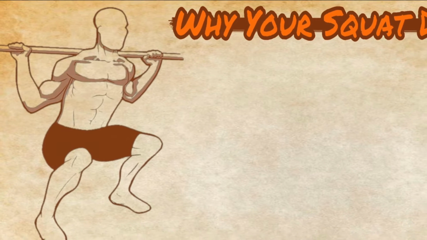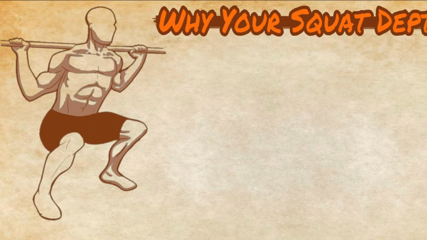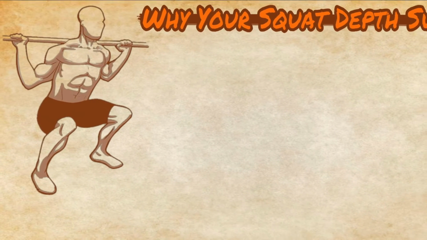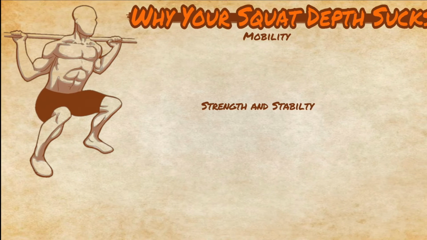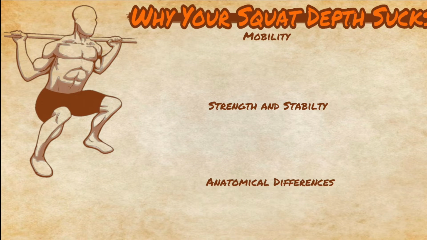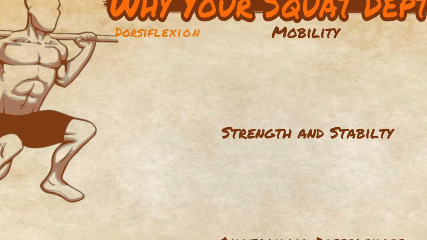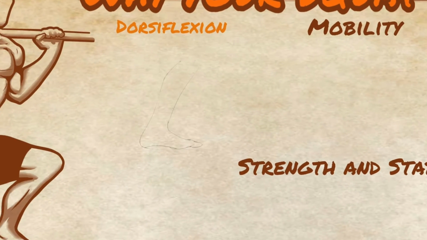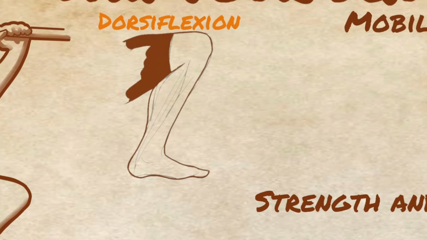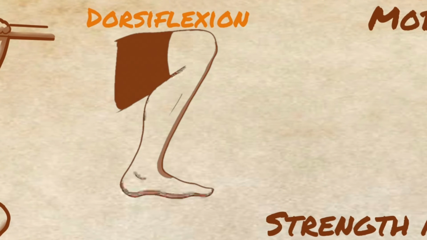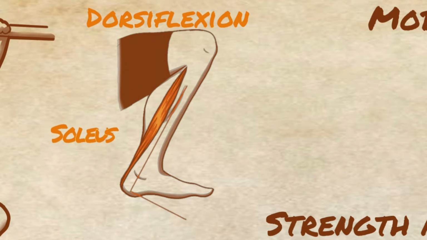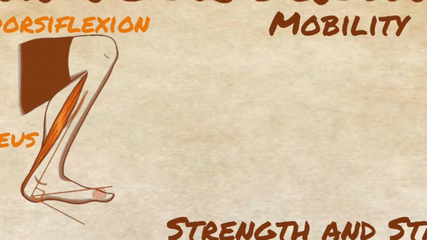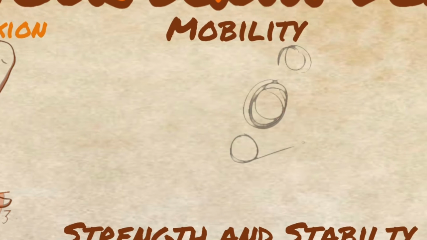Assuming you have decent squat form already, all squat related issues fall into one of three categories: mobility, strength and stability, or individual anatomical differences. Probably the most common mobility restriction I see is ankle dorsiflexion. Dorsiflexion is what happens when your shin and the top of your foot are pulled closer together. If this is restricted, you will feel as if you're going to fall over backwards every time you try to deep squat. The key here is to gain flexibility in the soleus muscle of the lower leg in order to free up the ankle for squatting.